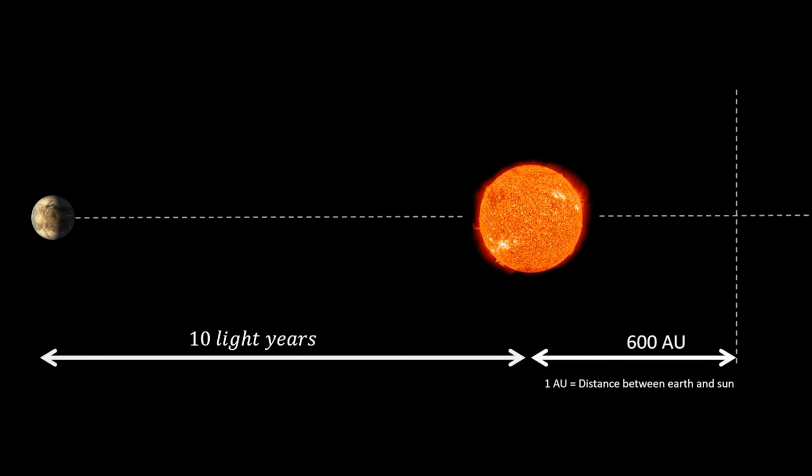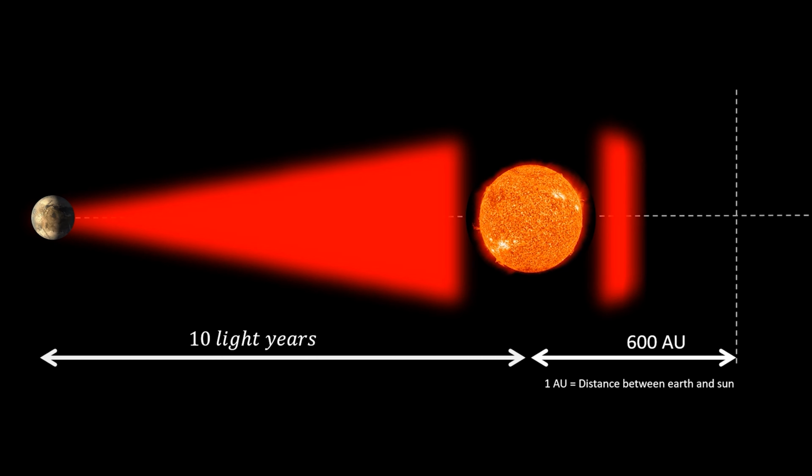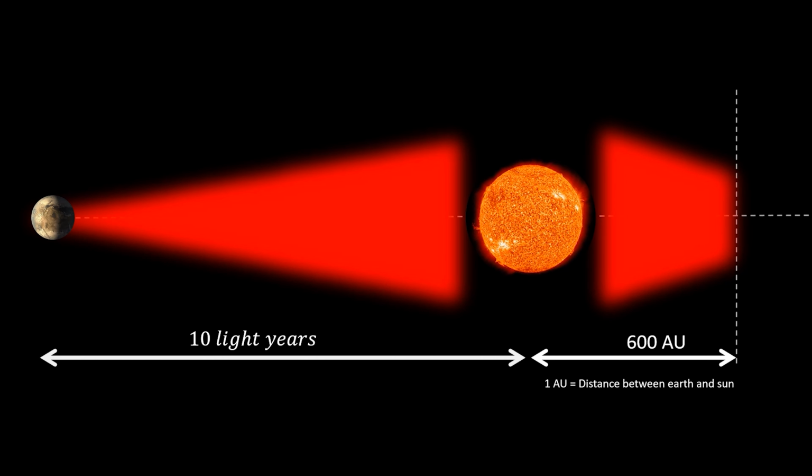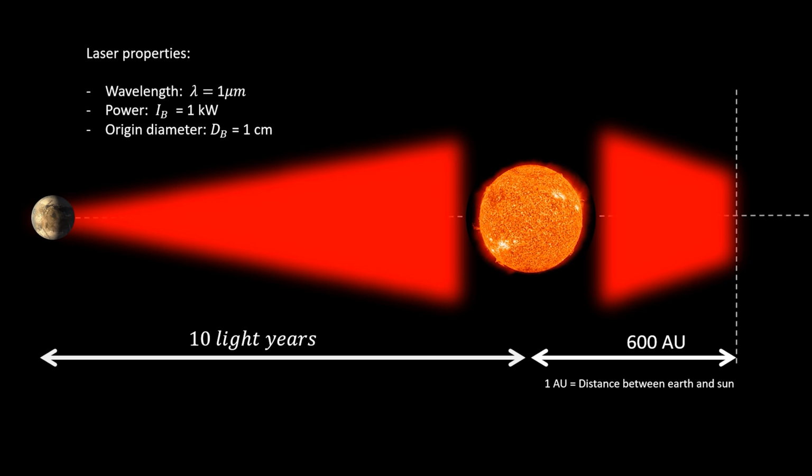For the next example, let's consider an intelligent species living on a planet at a distance of 10 light years would try to communicate with us using laser signals. Would we be able to receive their message? Let's assume they use a laser with a wavelength of about 1 micron that produces about 1 kilowatt. We assume the beam diameter at the origin is 1 centimeter.